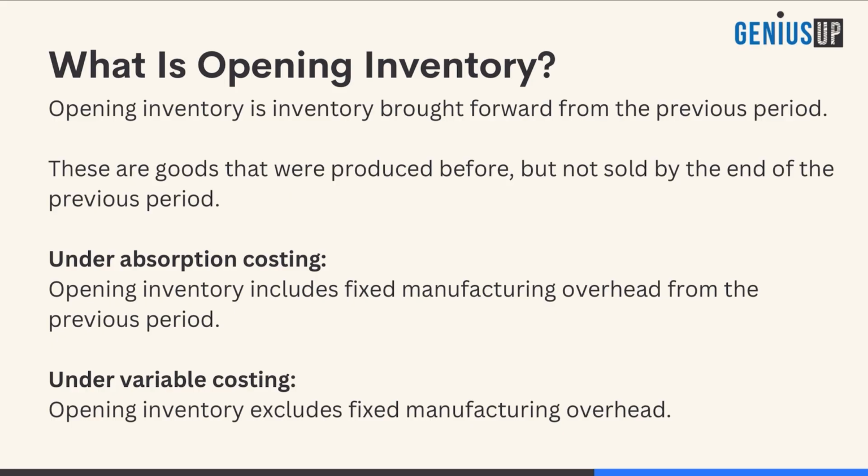So under variable costing, we do not have any fixed manufacturing overhead sitting in opening inventory. We would have seen from the example that we did that we had a product cost of 250 under variable costing and a product cost of 350 under absorption costing. This one included fixed manufacturing overheads.